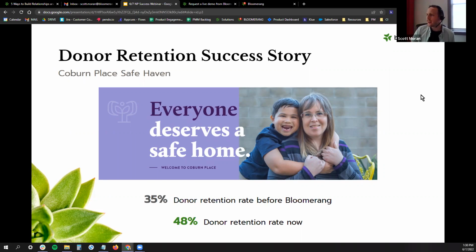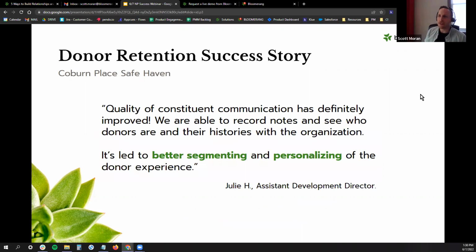But I love what one of their development directors said, that the quality of the constituent communications definitely improved, being able to record notes and see the history that they've had with our organization. But this right here is it's led to better segmenting and personalizing of the donor experience. So what they were able to pull from Bloomerang, and really this is strategy in general, whether you're using Bloomerang or not, the magic key or the sauce that they had was just segmenting and personalizing, and that bumped their donor retention rate by about 13%. So pretty incredible.